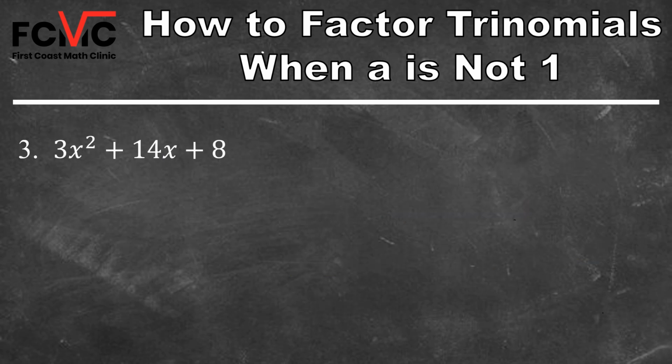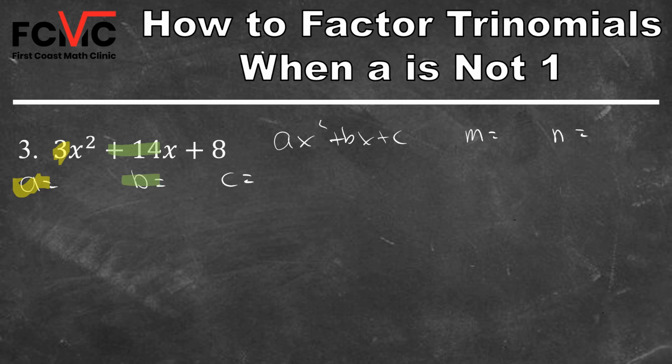All right, so for number 3, we've got 3x squared plus 14x plus 8, and our general form we know is ax squared plus bx plus c, finding m, and we're finding n. So we're looking for a, b, and c. So our a value is going to be 3, b is going to be 14, c is going to be 8. So let's fill in our values, 3, 14, and 8. Let's find m and n.